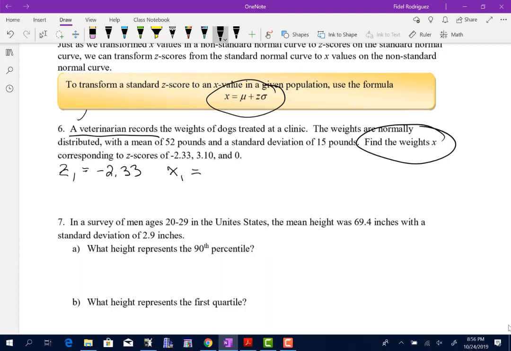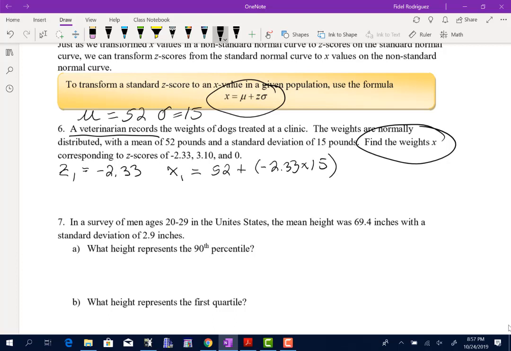So first question for number 6. What is our mean? 52. Okay. What's our standard deviation? 15. Okay. So now let's take a look. The first thing I'm going to do, guys, is write down mu, which in this case was 52, plus, we're going to take the z-value. What was the z-value we have in the first case? Negative what? Very good. Negative 2.33 times what number? Times 15, right? Times the standard deviation.